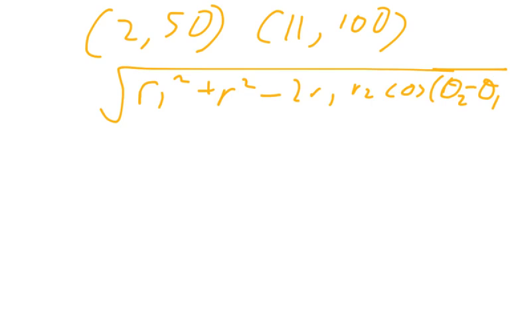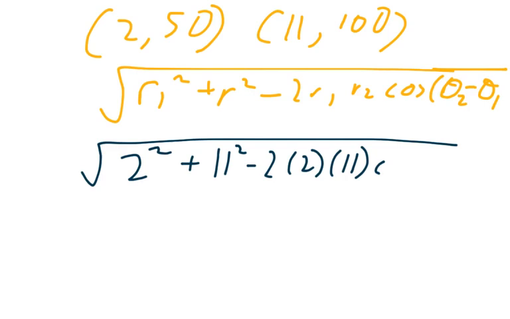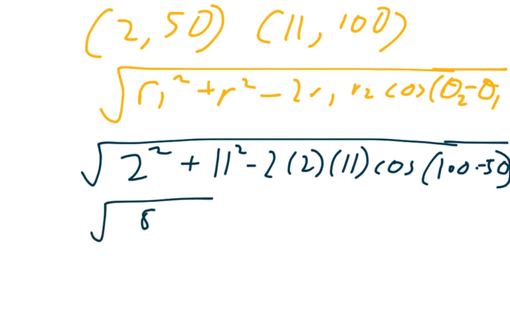Alright, here's a formula that you don't really need to have, and you don't have to remember because I will give it to you. So here we got 2 squared for R1, 11 squared for R2, and so we got the cosine of 100 minus 50. Now make sure that your calculator is in degrees for this. And it turns out to be the square root of 82.54. And so when I square root the answer, it turns out to be 9.1.